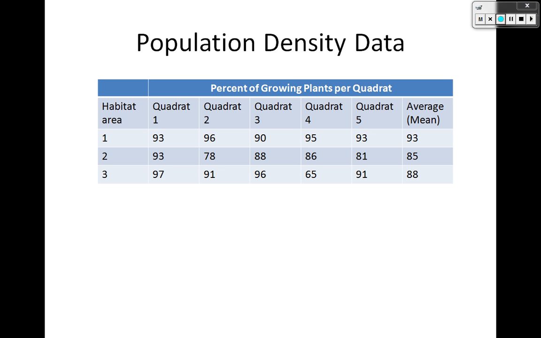If I were estimating, or hypothesizing, I would say that habitat area 1 will have the smallest standard deviation, habitat 3 will have the largest standard deviation, and 2 will be somewhere in the middle. But we're actually going to calculate those to see what they are, and then we'll talk about what those numbers mean.